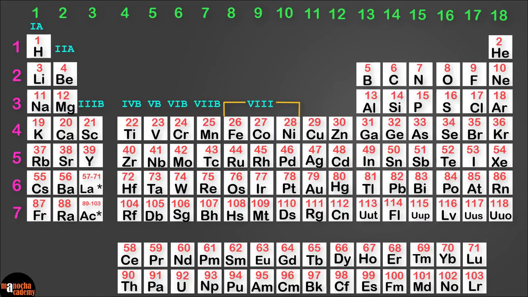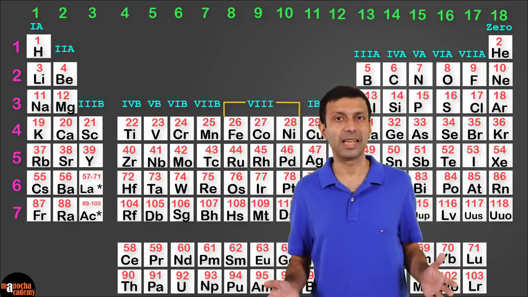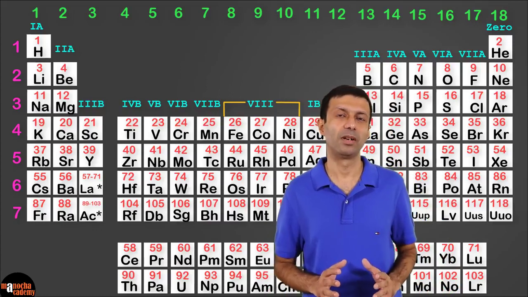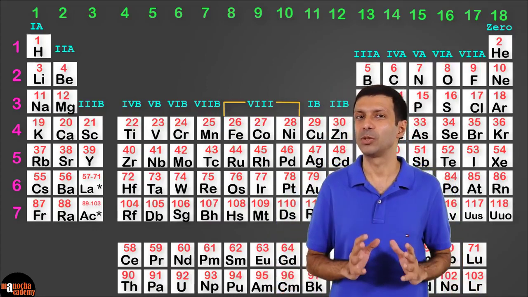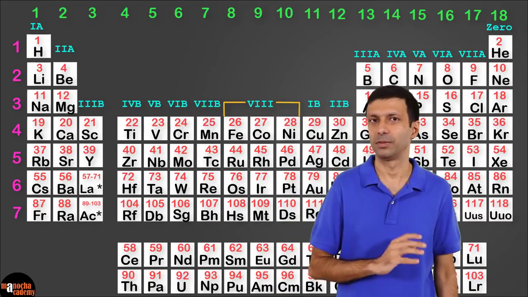Then group 11 is 1B, 12 is 2B, and then when you move on to 13, it's 3A, 4A, 5A, 6A, and group 17 is 7A. And the last group, group 18, has the number 0. The new group numbering scheme is much easier to remember than the old one. But it's important to know the old one as well because sometimes it's used.